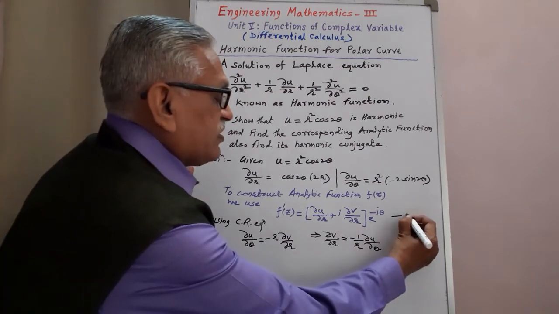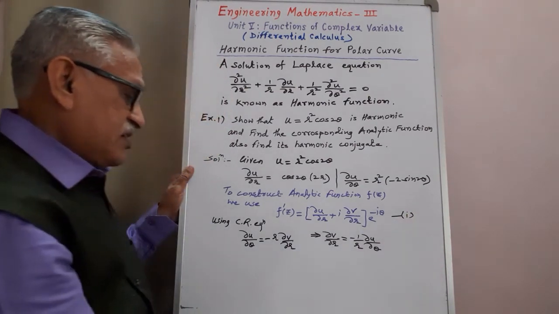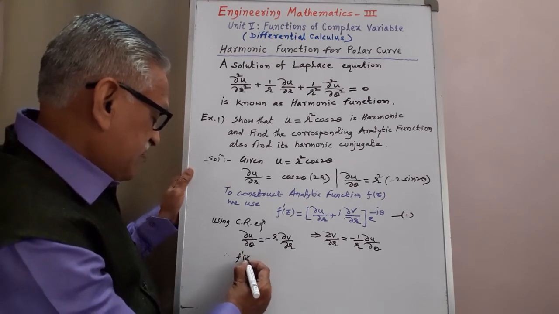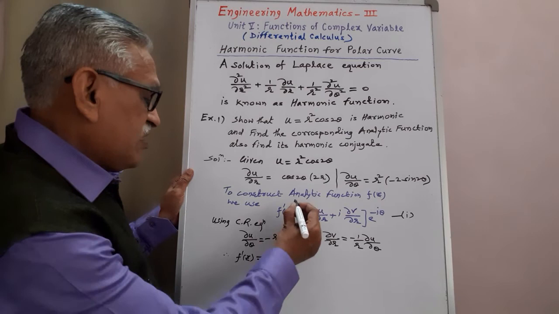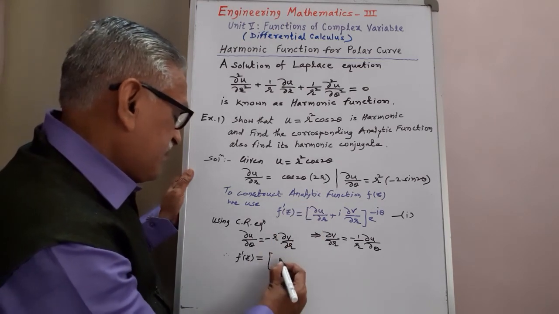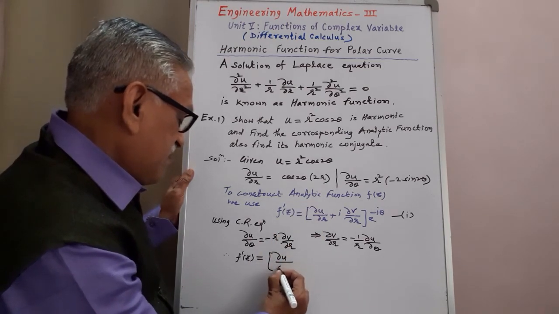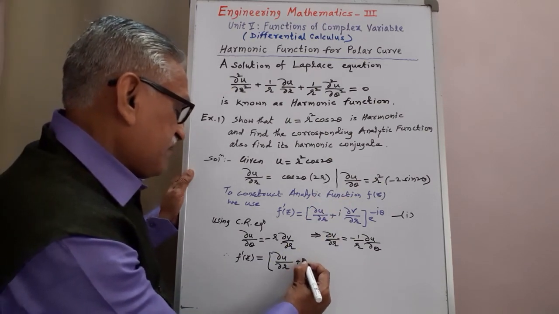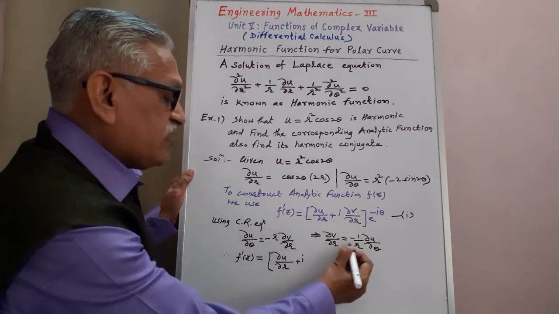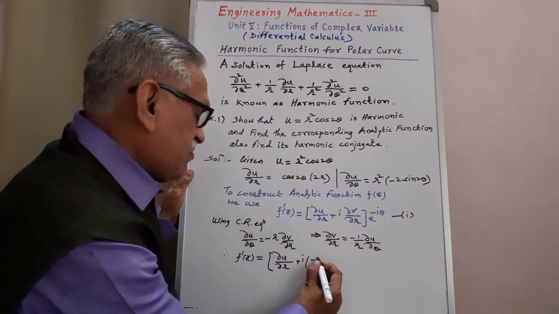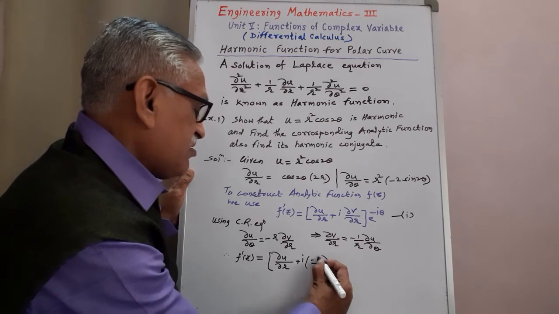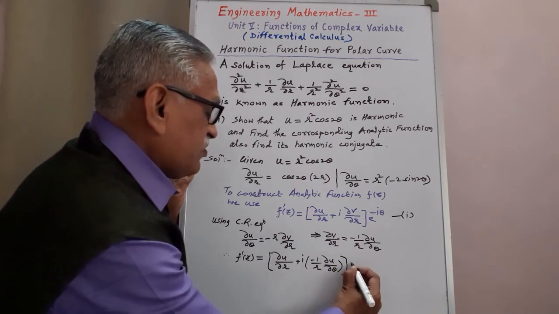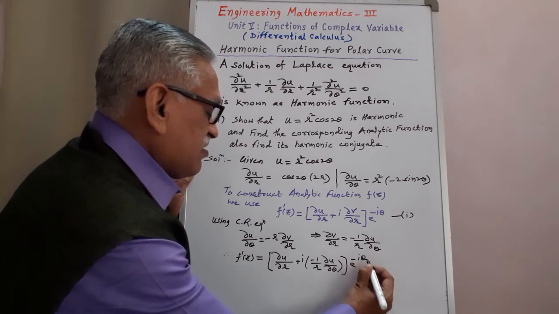Substituting it in equation 1, and therefore f dash of z becomes dou u by dou r plus I times dou v by dou r. The value of dou v by dou r is minus 1 by r dou u by dou theta into e raised to minus I theta.